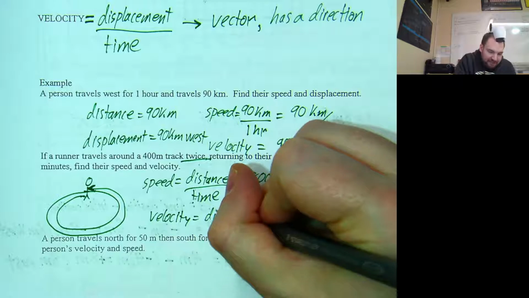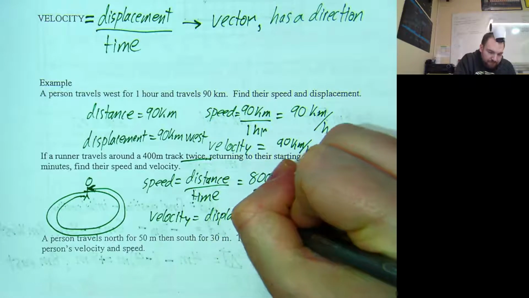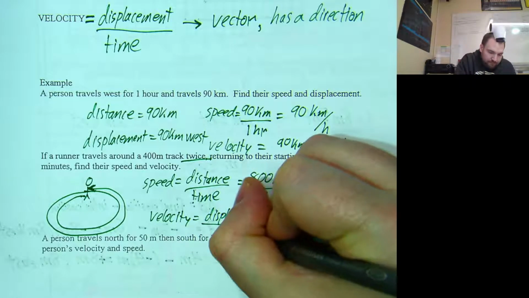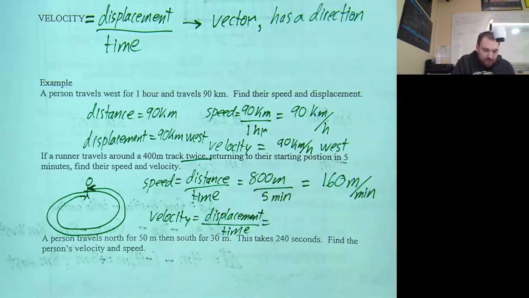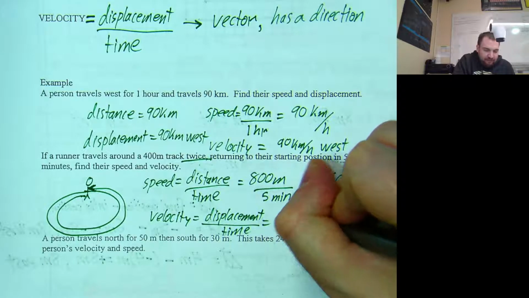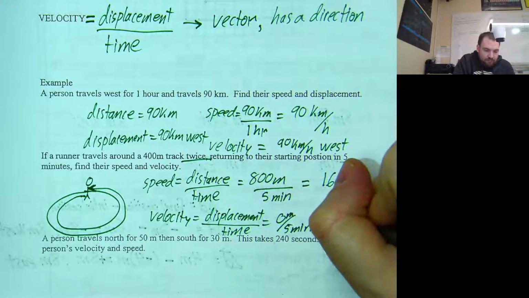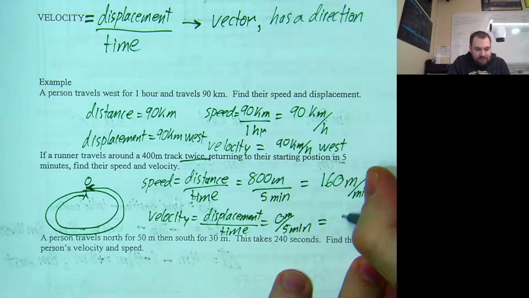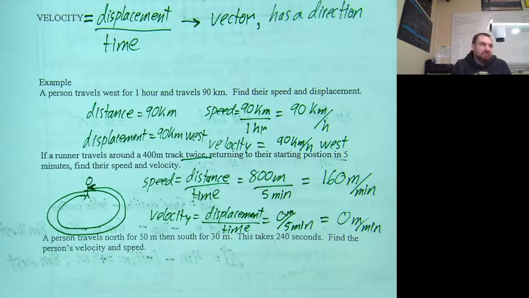Okay, so what about the velocity? Velocity is displacement over time. What's the displacement? 0. It took them 5 minutes to displace nothing. So the velocity is 0 meters per minute. And when it's 0, direction doesn't make sense. Velocity is 0. Speed was 160 meters per minute.